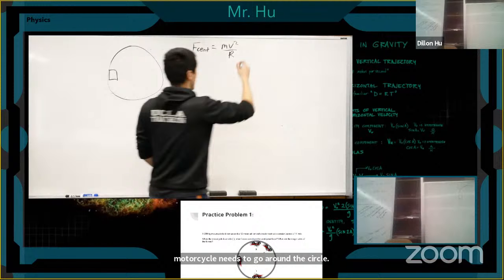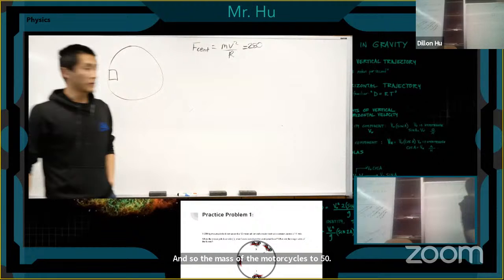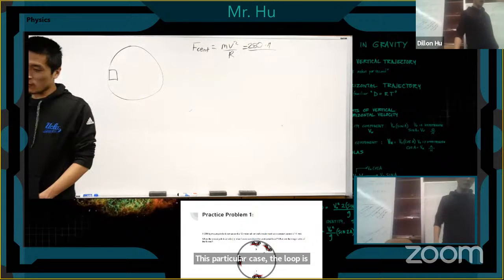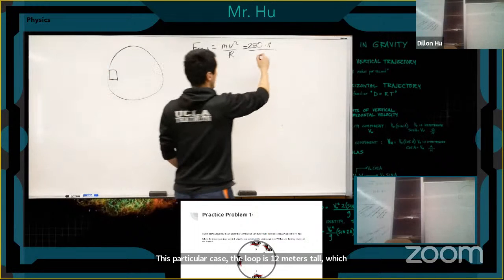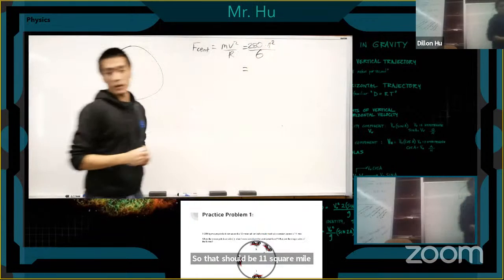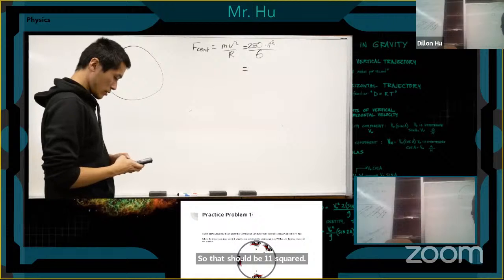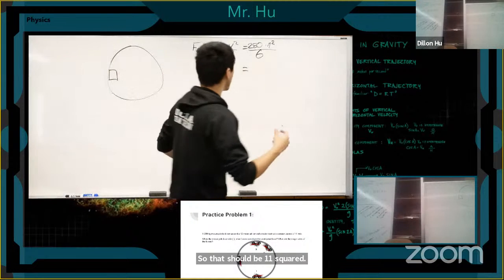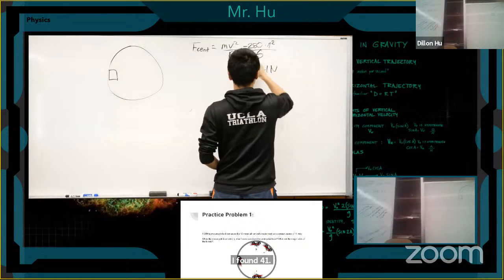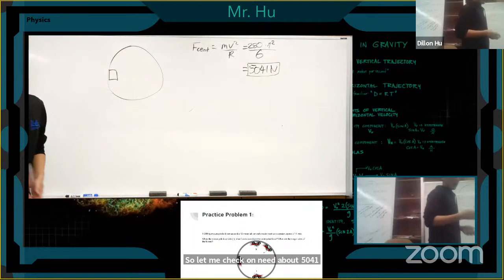And so the mass of the motorcycle is 250. It's going around at a velocity of 11. In this particular case, the loop is 12 meters tall, which means that the radius is going to be 6. And so that means, oh, this should be 11 squared. Sorry, velocity should be squared. And so what we get is 5,041. So the motorcycle needs about 5,041 newtons of force.